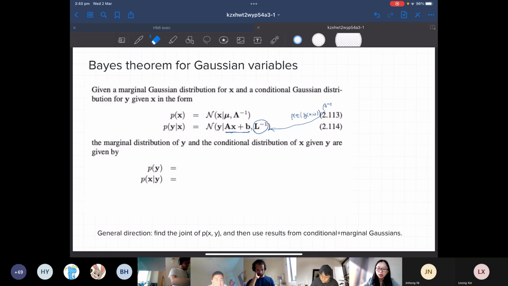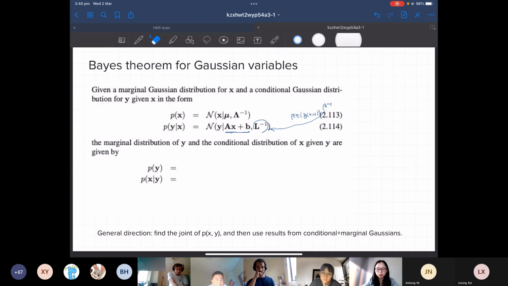Yeah, so intuitively speaking, there are two variance/precision parameters. The means of the two random variables are linked. In the last 10 minutes, the XA and XB were not linearly linked, but in this case, X and Y are linearly linked, and that's the difference. So now let's say we care about the marginal distribution of P of Y, and also the conditional distribution the other way around.